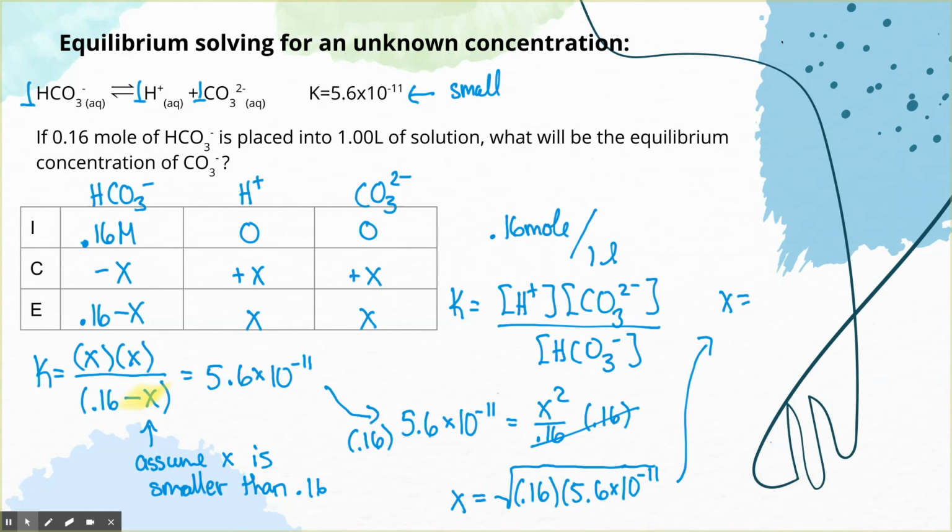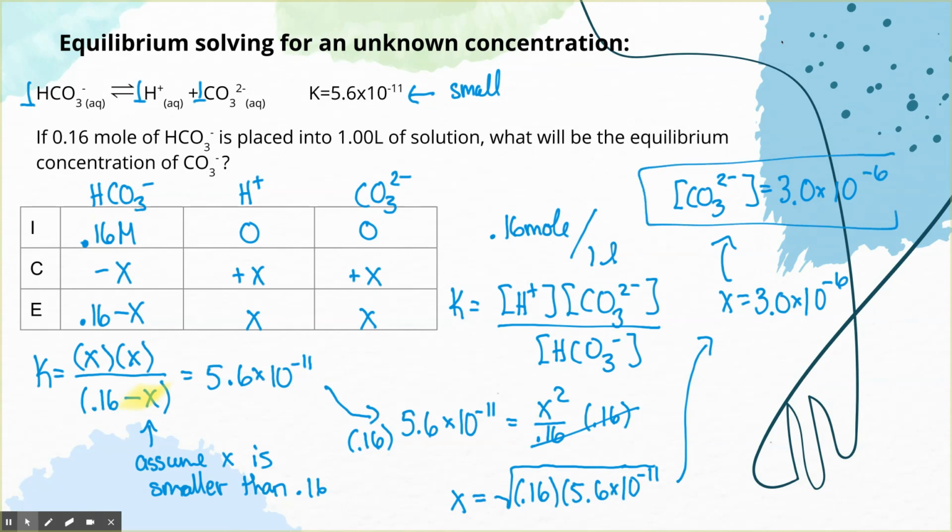And we end up getting 2.99, but looking at significant figures, notice that the significant figures is only 2, so the answer will be 3.0 times 10 to the negative 6, and that is going to be our x. Remember, you can't just leave that, so let's go a little bit further. The concentration of CO3 2 minus is equal to 3.0 times 10 to the negative 6. This will be your answer.